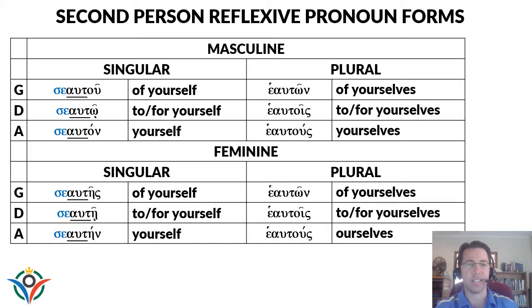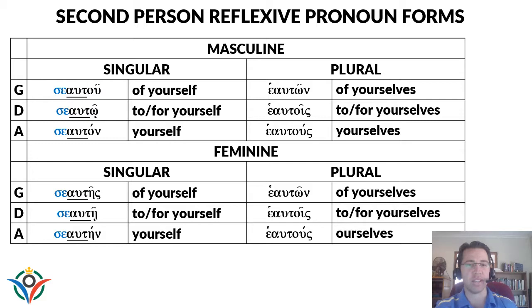So let's take a look at the second person reflexive pronoun forms. Now, keep in mind that the only difference between the first and the second person is that the second person has a new personal prefix, which is now se. And the second difference is that we're going to translate the singular forms and the plural forms as yourself.